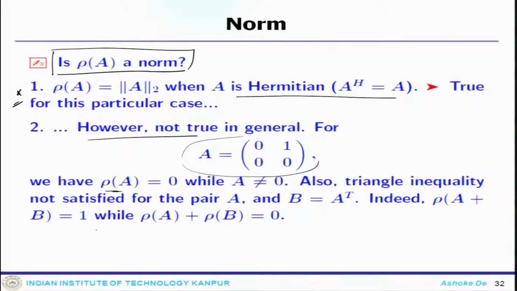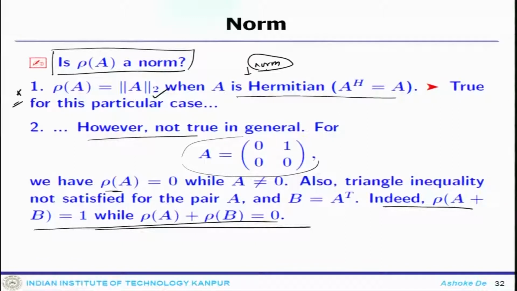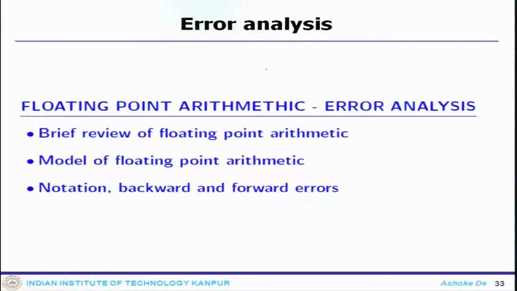This is also there: rho of A plus B equals 1, while rho of A plus rho of B equals 0. So, that is why for the special case of a Hermitian matrix this is possible, and it will become a norm. Otherwise, in general they are not. Now, we have looked at some matrix properties, then norms, including the vector norms.